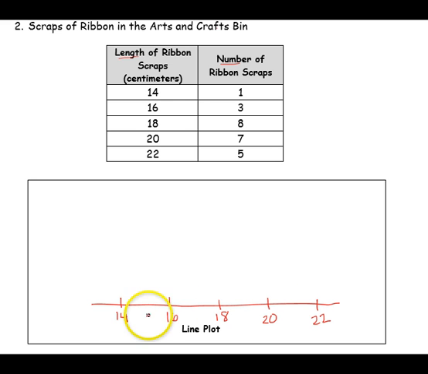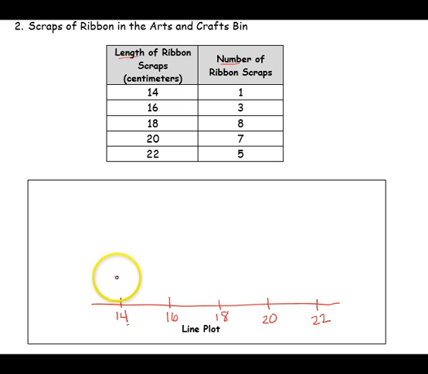I drew a number line and I put the inches as they match up to the chart. Since the chart is counting by 2s, 14, 16, 18, 20, 22, I made my line plot match that. So I'm counting 14, 16, 18, 20, 22. And again, I'll put an X for each ribbon at each mark on my line plot.